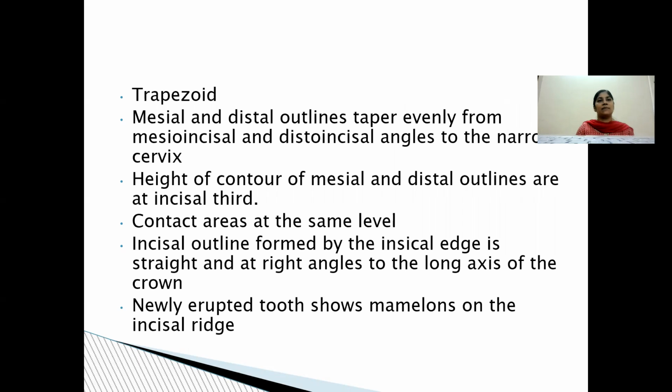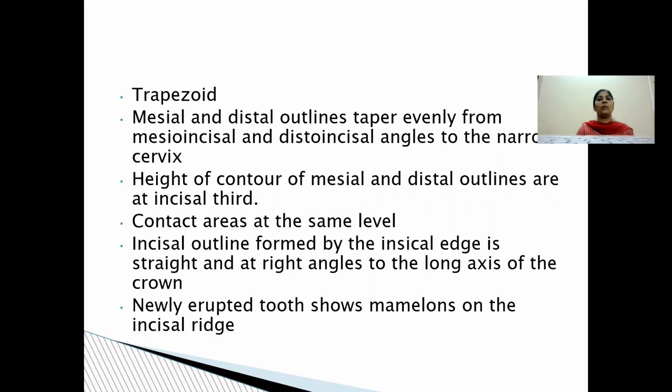The shape of the tooth is trapezoidal. Mesial and the distal outlines taper evenly from the mesioincisal and the distoincisal angles to the narrow cervix, since it shows a cervical constriction, convergence towards the cervix. Height of contour of the mesial and the distal outlines are at the incisal third. Contact areas are at the same level.